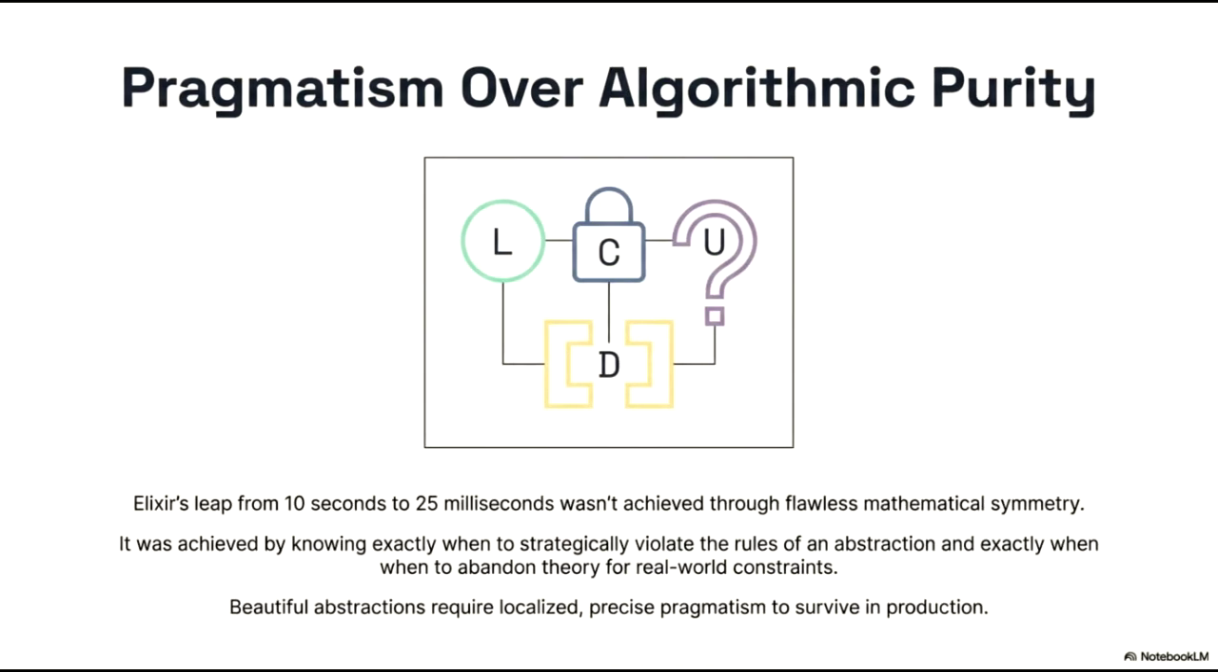Pragmatism over algorithmic purity is a core principle for building performant, resilient systems. Elixir's massive leap from a 10-second execution time down to 25 milliseconds was not the result of chasing flawless mathematical symmetry. Instead, it was achieved through the intentional, strategic violation of abstraction rules when theory met the friction of real-world constraints. As the diagram illustrates, maintaining the integrity of our core components requires a nuanced balance. Ultimately, even the most beautiful abstractions need localized, precise pragmatism to survive the rigors of production.